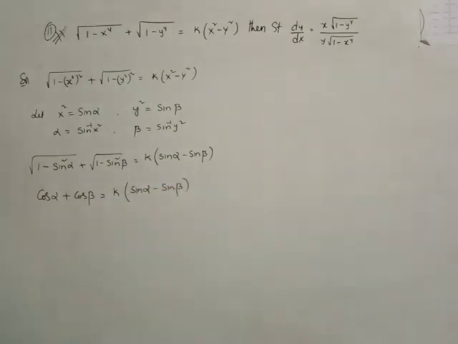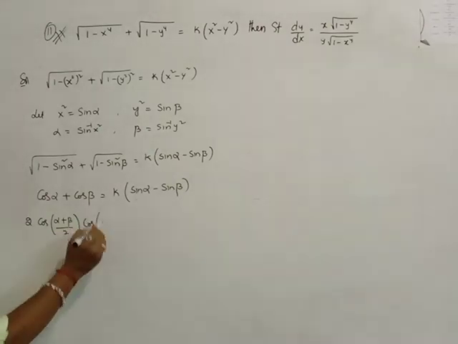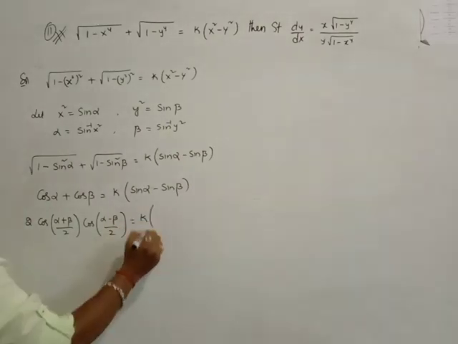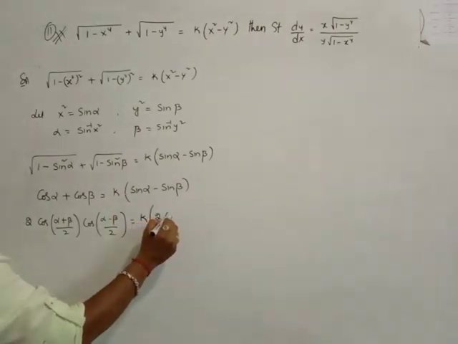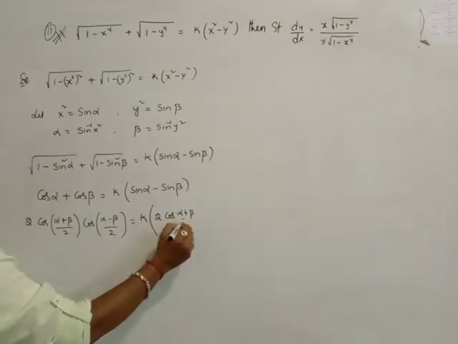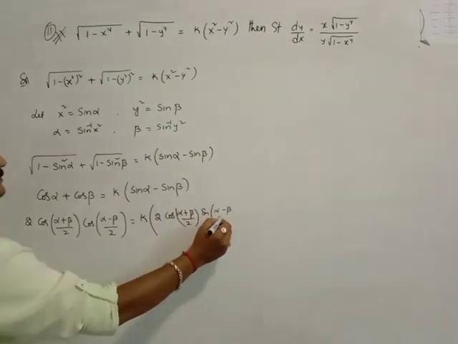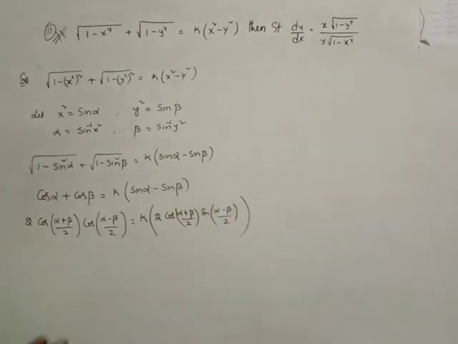Now you just use the transformation formulas. What are the transformation formulas? It is in the form of cos c plus cos d: 2 cos of c plus d by 2 into cos of c minus d by 2 is equal to k into sin c minus sin d: 2 cos of c plus d by 2 into sin of c minus d by 2. So what happened is, on both sides 2 can be cancelled.